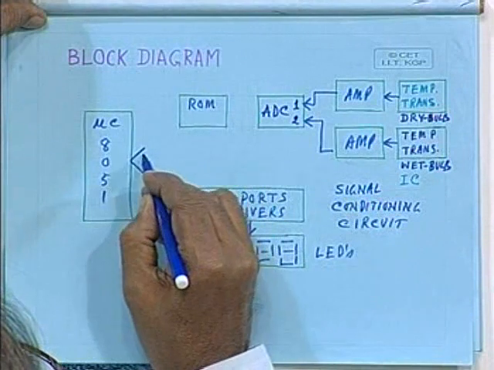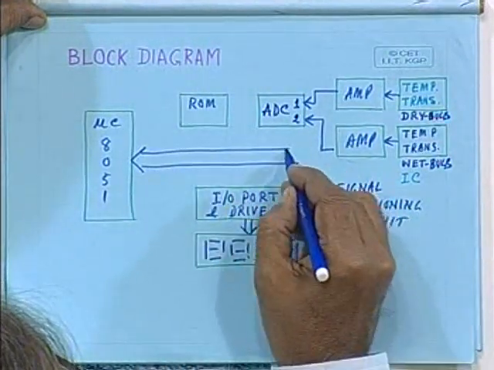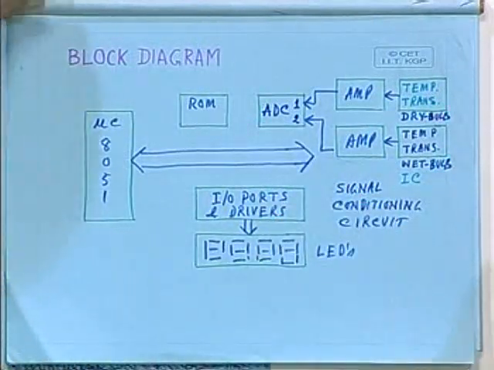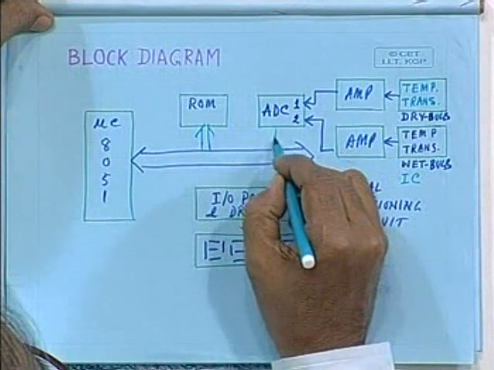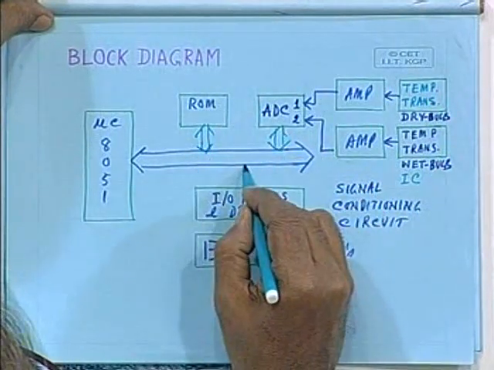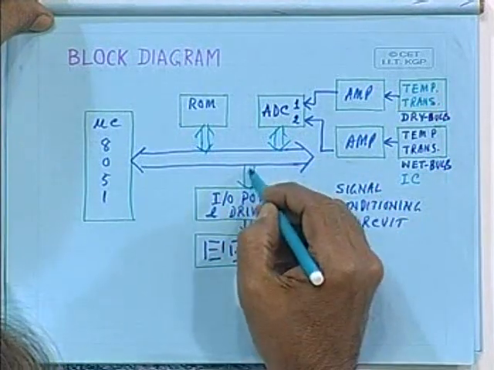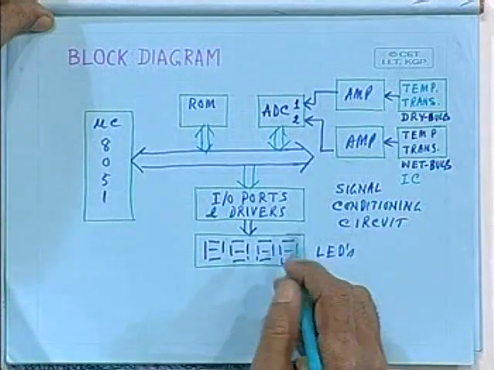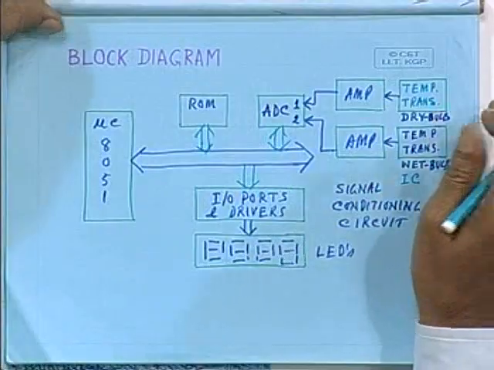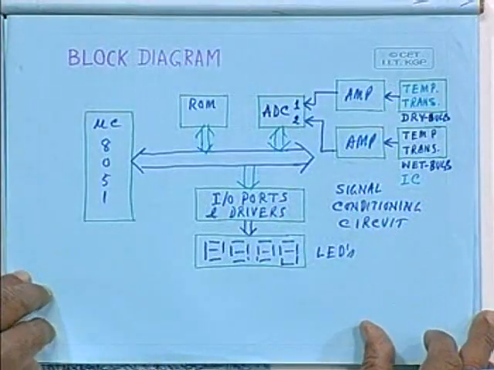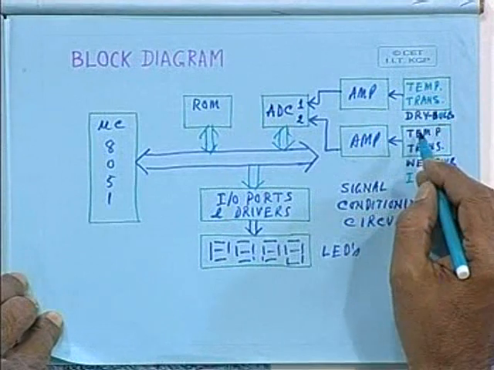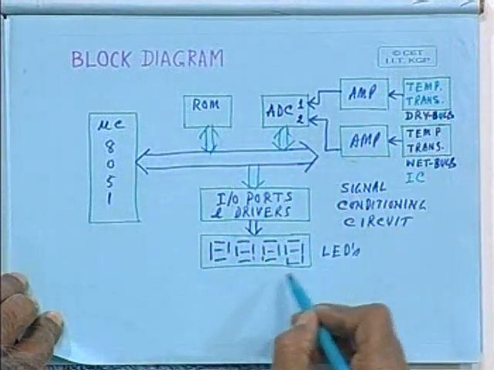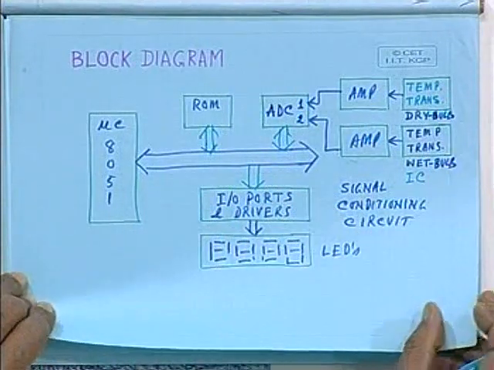And here is the system bus that we shall realize by using the ports of the 8051, and through this the external ROM can be interfaced, the ADC can be interfaced, the IO ports will be implemented, which will drive the LEDs. Essentially, this is the hardware block diagram that you require for this purpose. Then the software we shall consider later. Let us consider in detail the amplifier that you require, the transducers, the ROM and the various ports that you require and the display devices.